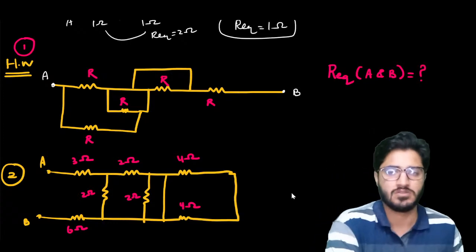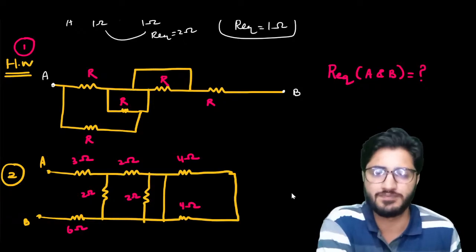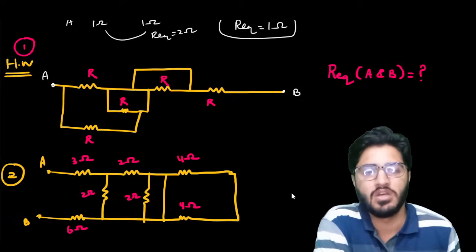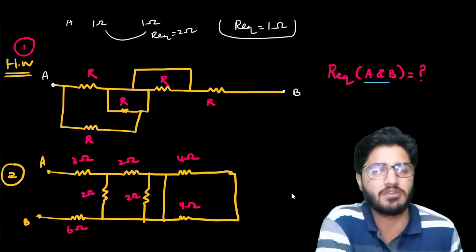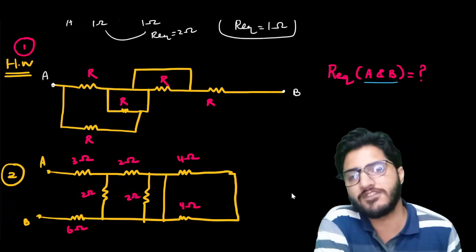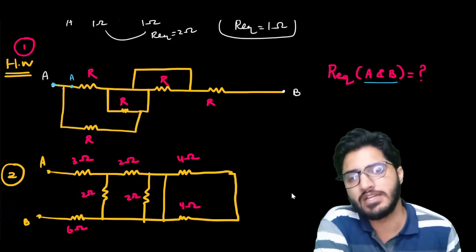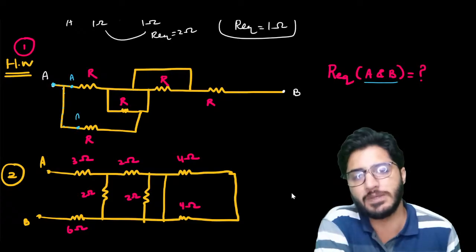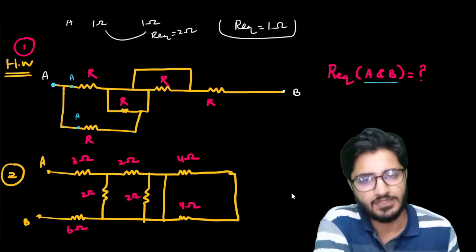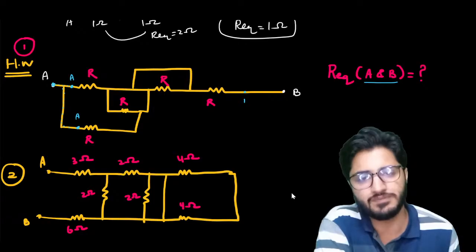Okay. So this is my first numerical. How we can do it? Look, we need to find the resistance between A and B. If the potential of this place is A, then in a wire there is no potential drop, so this point is also A. This one is B, so this one would be B here.